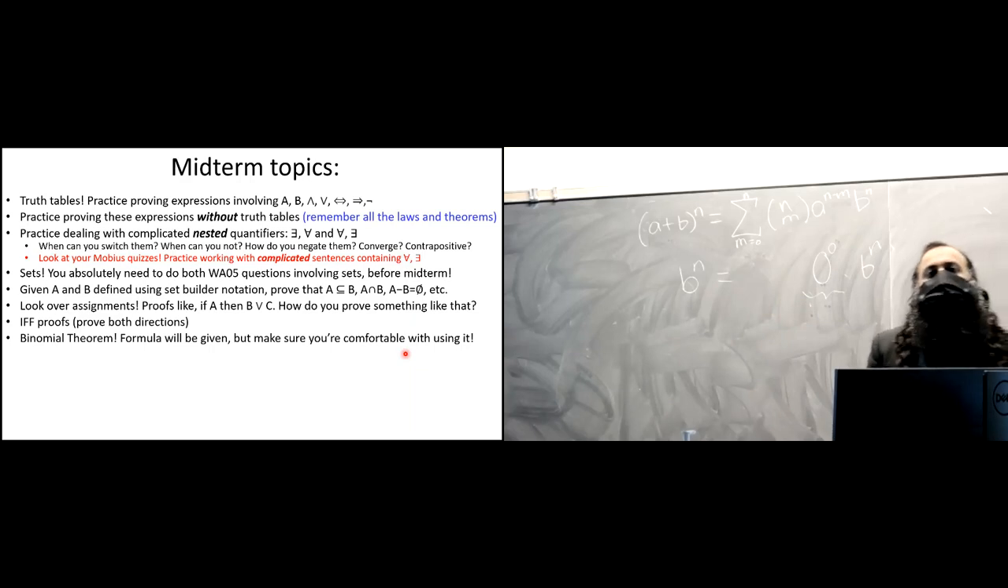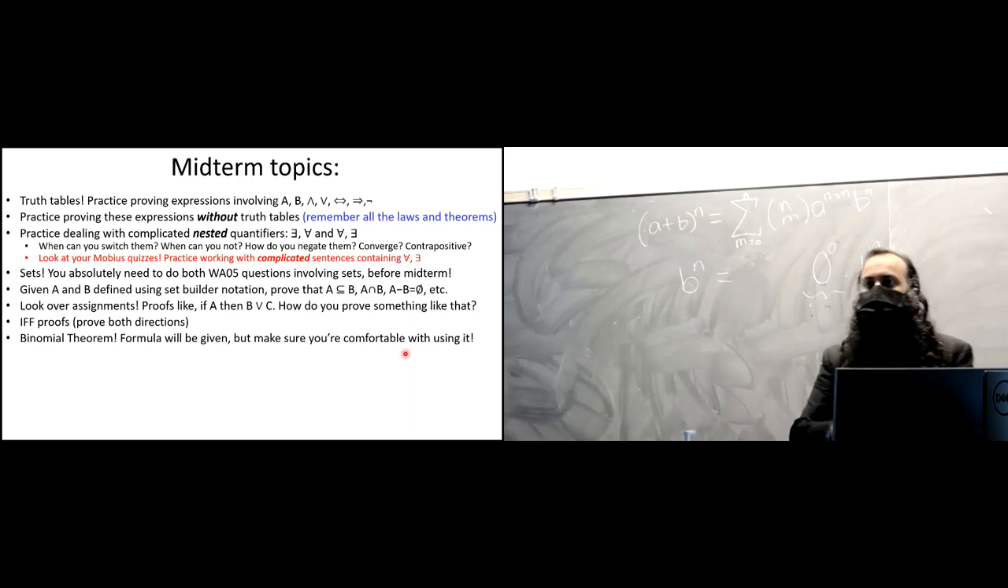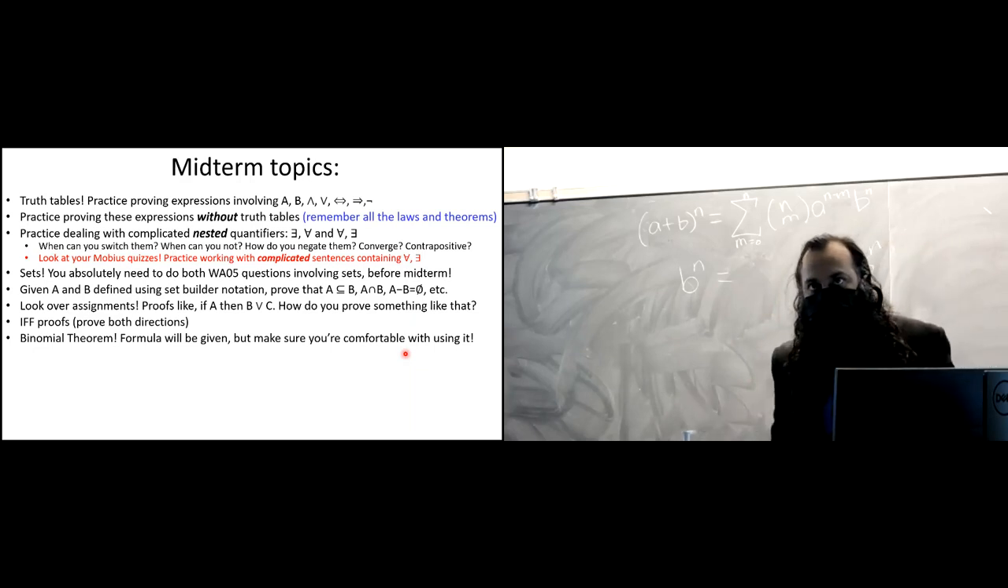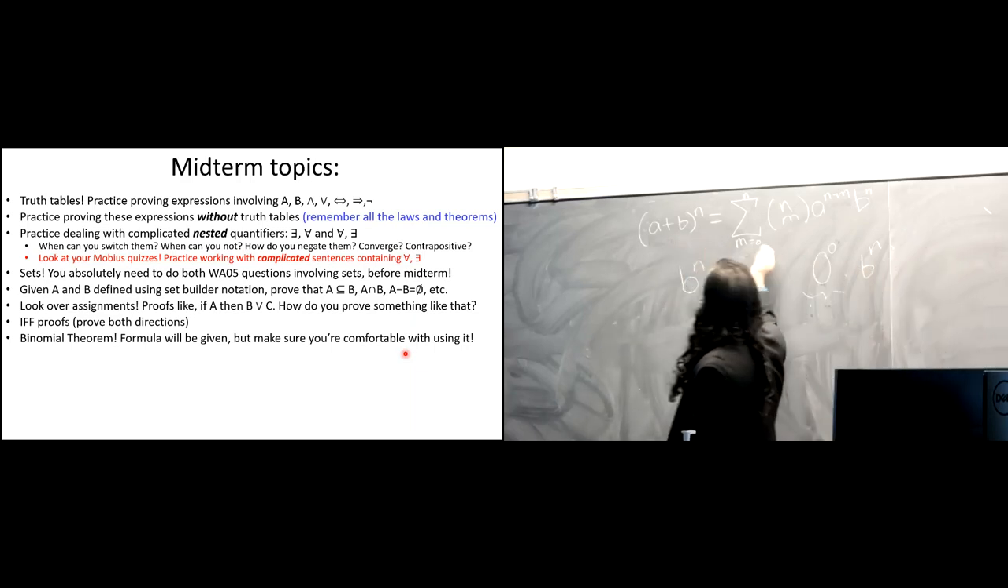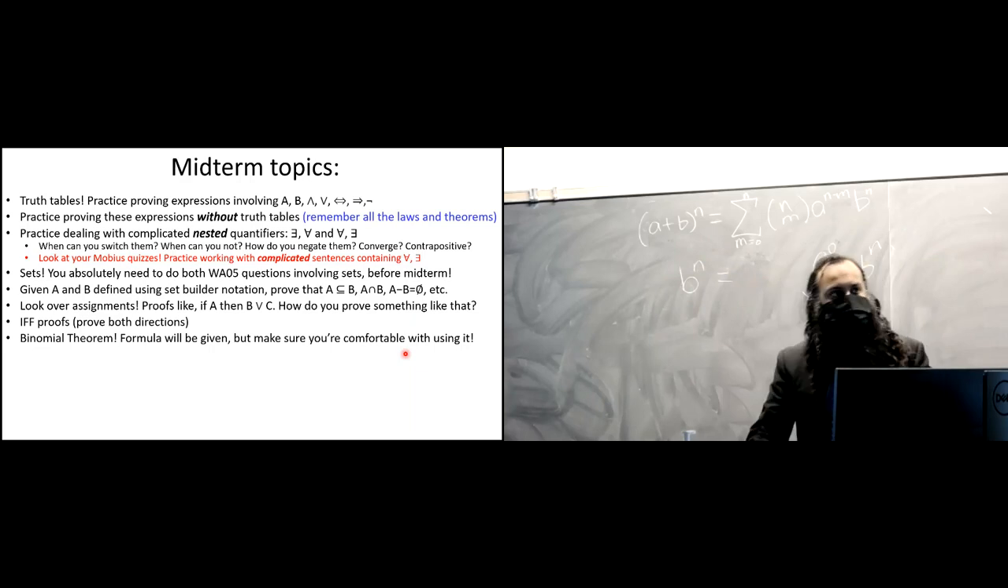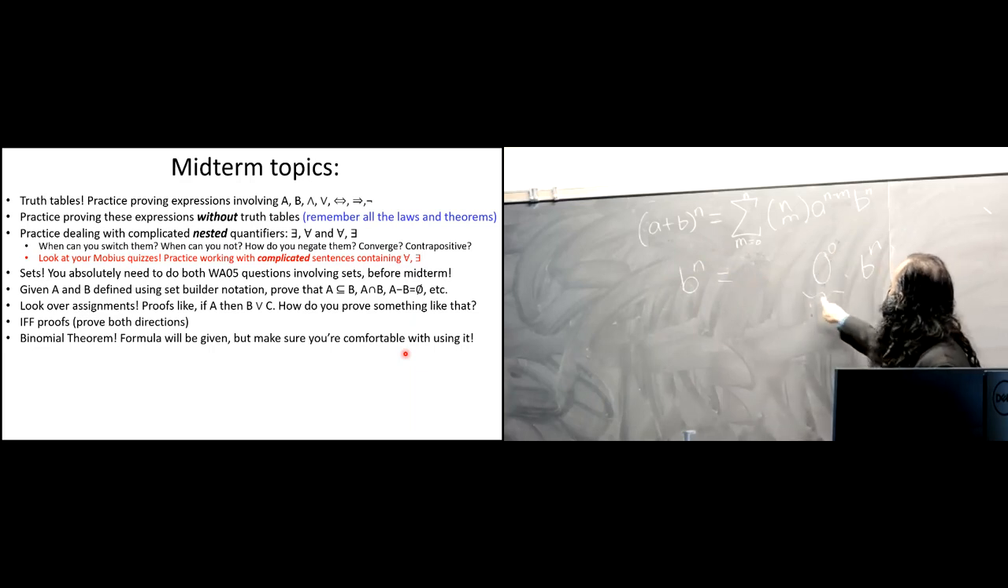If you Google 0 to the 0, sometimes it's undefined, sometimes it's one. It depends on the convention of the person writing the proof. In the course notes, they didn't say this, but they're saying that this equals that for all real numbers a and b. That means that they implicitly use the convention that this equals one.